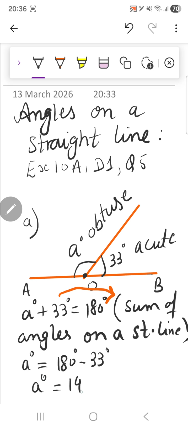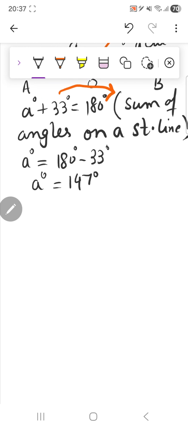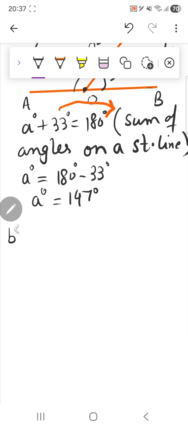A equals 147. Now I always told that please check your answer by substituting the value. If you substitute the value of A over here, 147, and add 33, you will get 180. If you are getting 180, it means your answer is correct. I hope it's clear to you. Let's do B part.